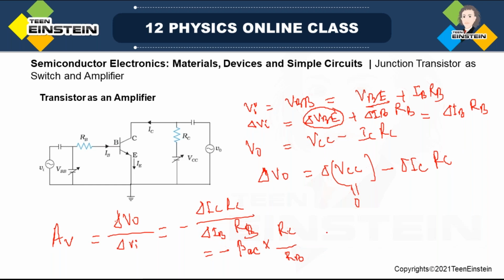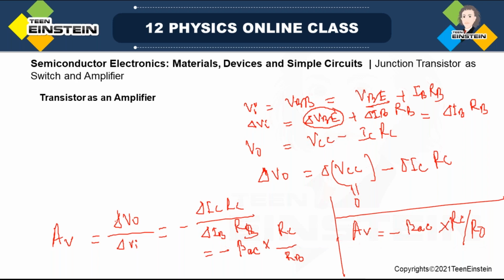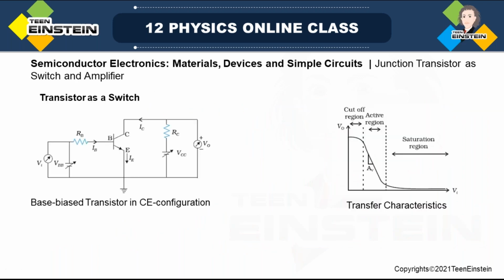So let me interpret this result a little bit. AV is equal to minus beta AC, the small signal current gain, times RC by RB. Look here, there is a minus sign over here. What do you mean by this? Look, in the previous graph, what was the slope of the curve here? The slope is negative. So this is what is denoting that. Okay, so what we have got there?